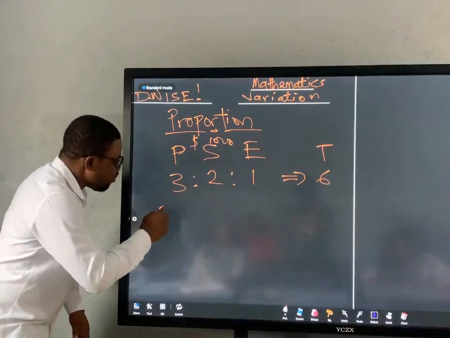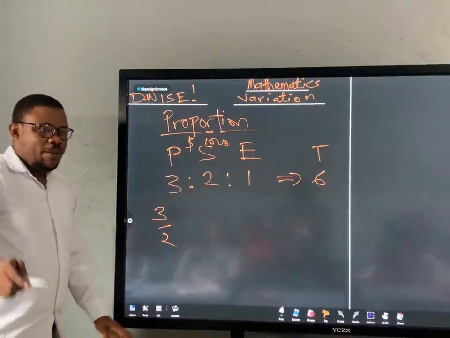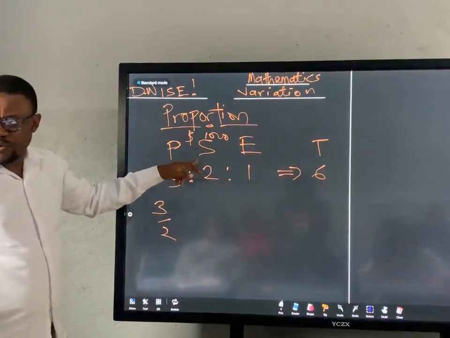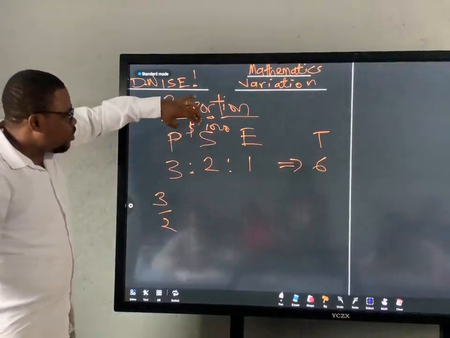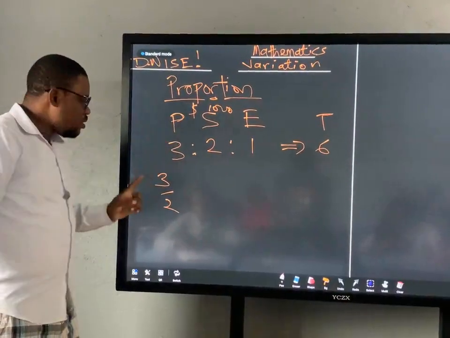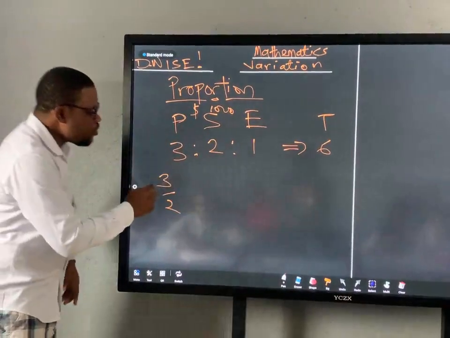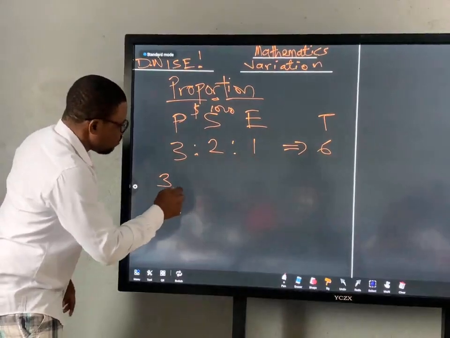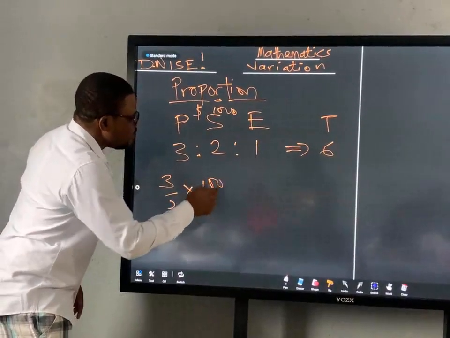Why is that? Because I'm comparing against Surulere. Surulere was given 1,000, and I want to find out how much Philip got. 3 is to 2, so 3 over 2 times 1,000.